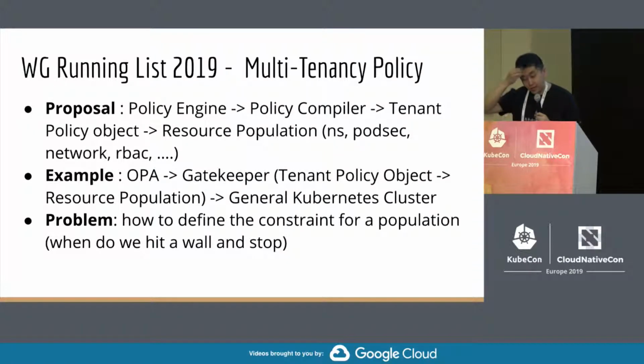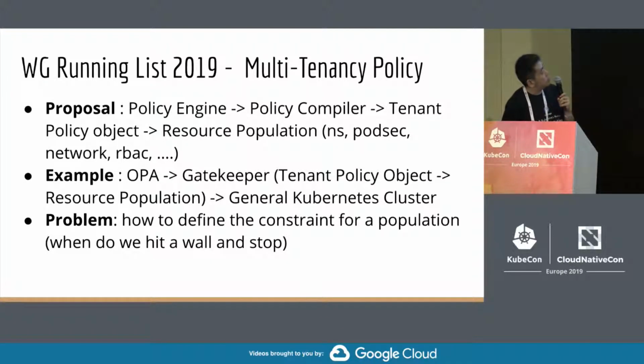The broad proposal here is to use a policy engine compiled down to Kubernetes, with the compiler able to operate on the tenant policy objects and then help populate the RBAC, network, namespace, and all these resources. The example could be OPA talking to the Gatekeeper module, and with Gatekeeper we have the tenant policy object that will be enforced for the resource population.